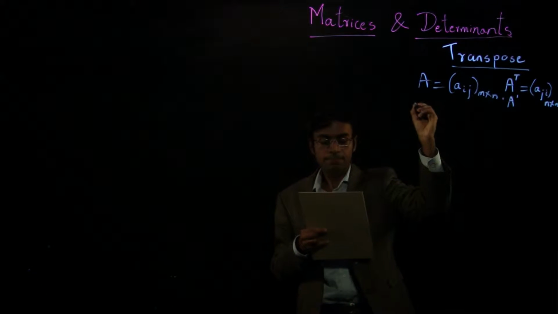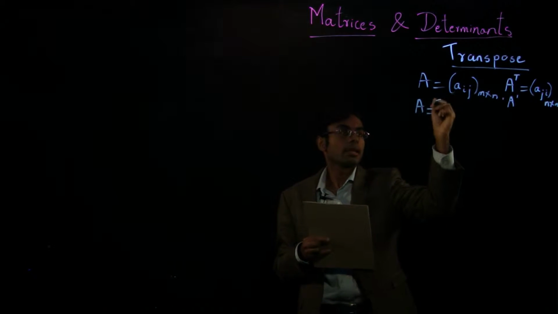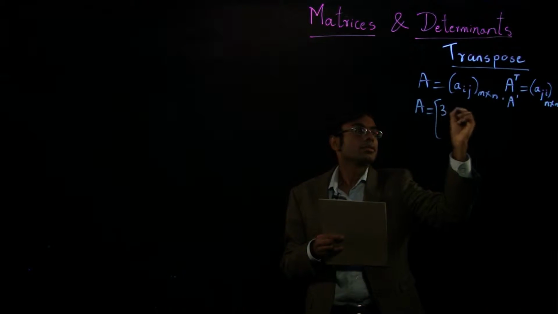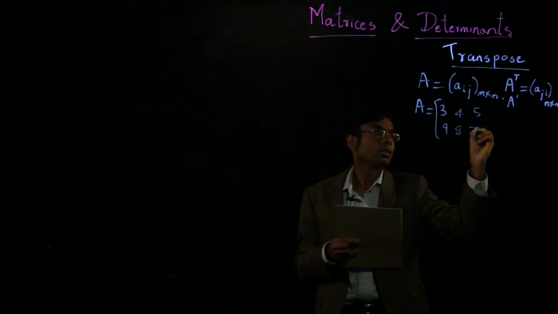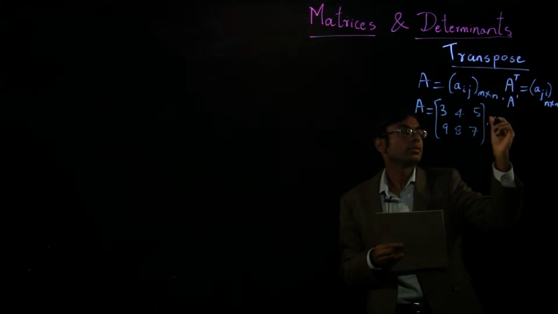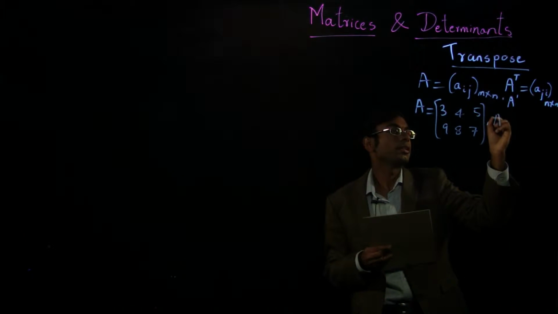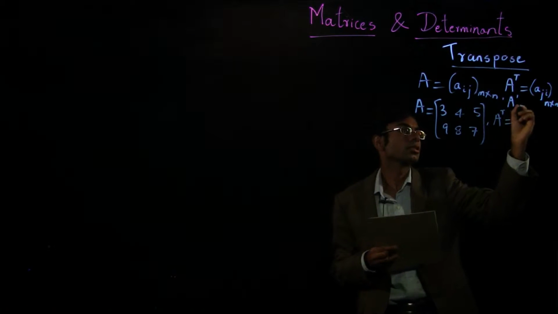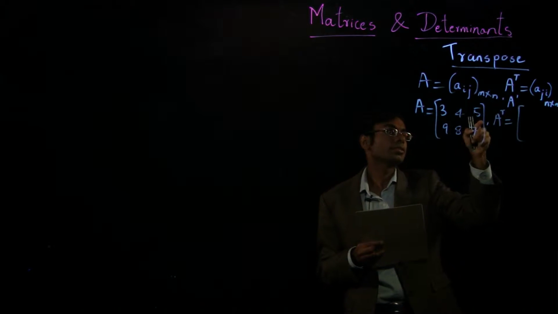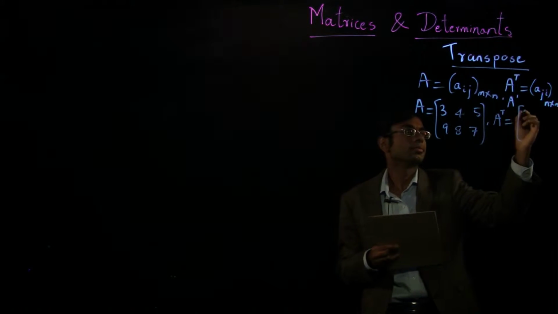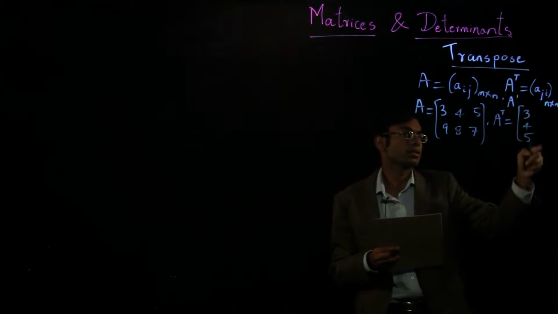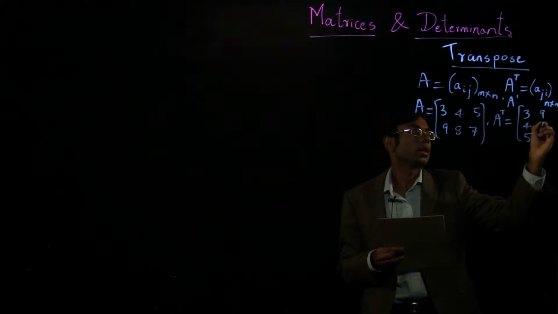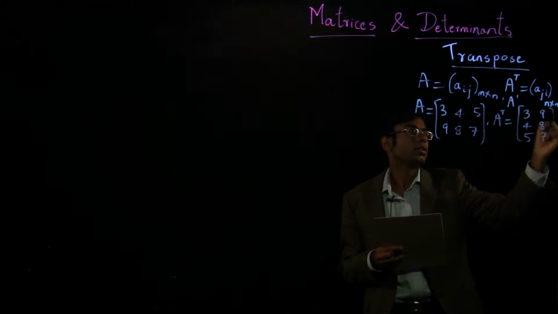A quick example, so if you start off with something like A is 3, 4, 5, 9, 8, 7, then I personally prefer the A^T notation to denote the transpose. So you're flipping this row becomes this column, so 3, 4, 5, and then this row becomes this column, so 9, 8, 7. Pretty easy.